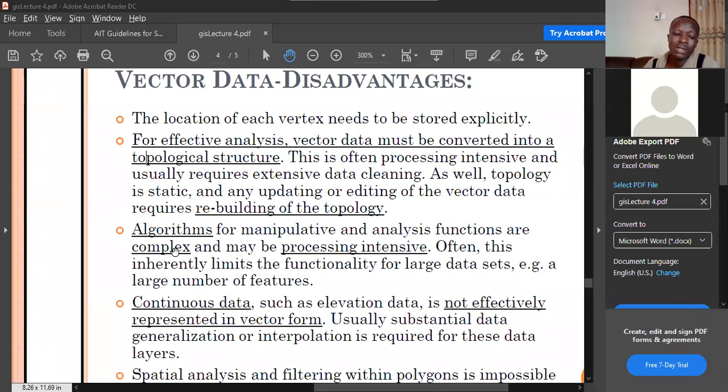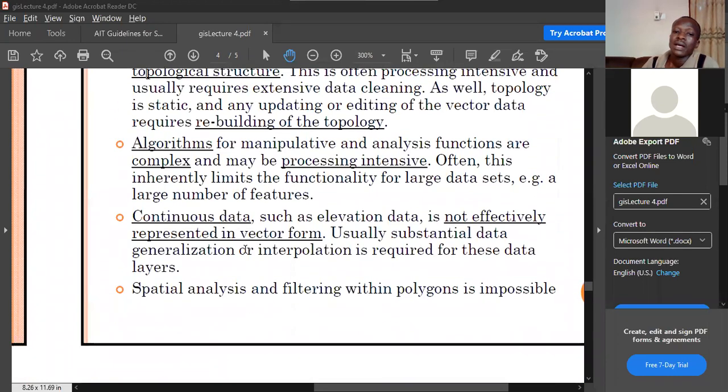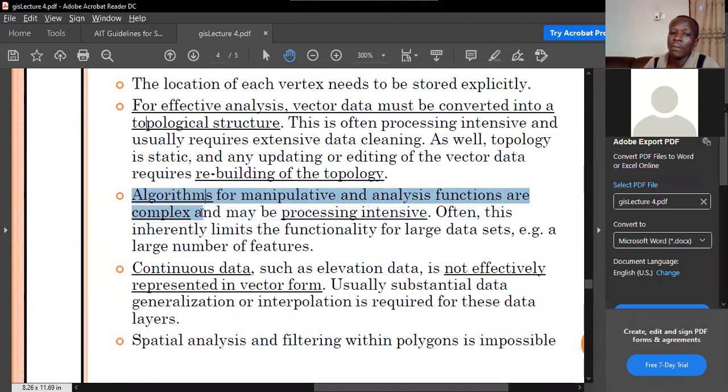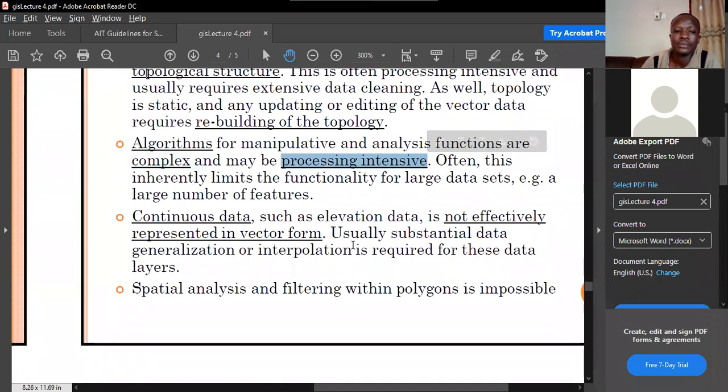So we don't have that in vector, it's not available. Sometimes algorithms are easier to implement in raster. Algorithms for manipulative analysis functions are complex in vector. In vector, you have to have coordinates and try to figure out what's happening. If you want to do some hydrological analysis, you want to use raster data for it. And so you may have issues with processing power.